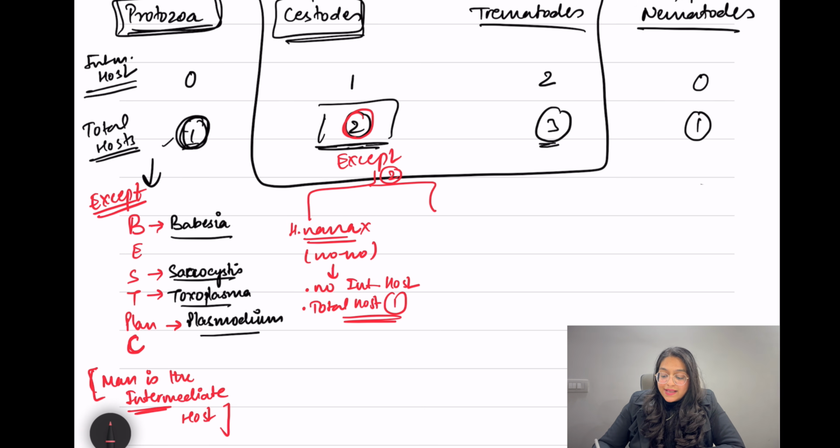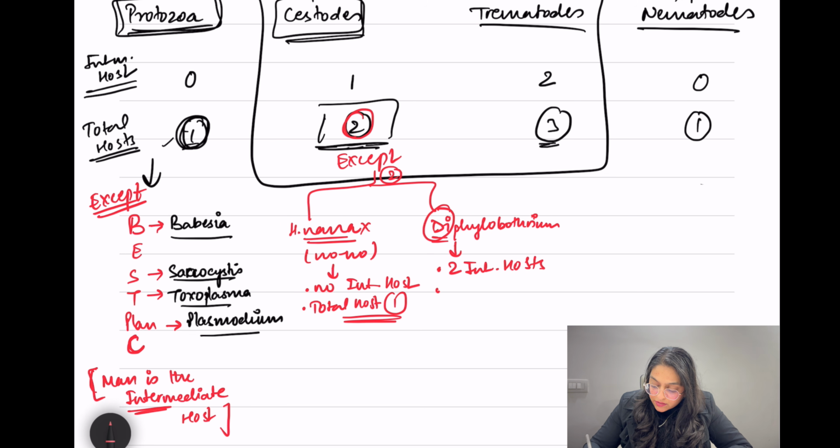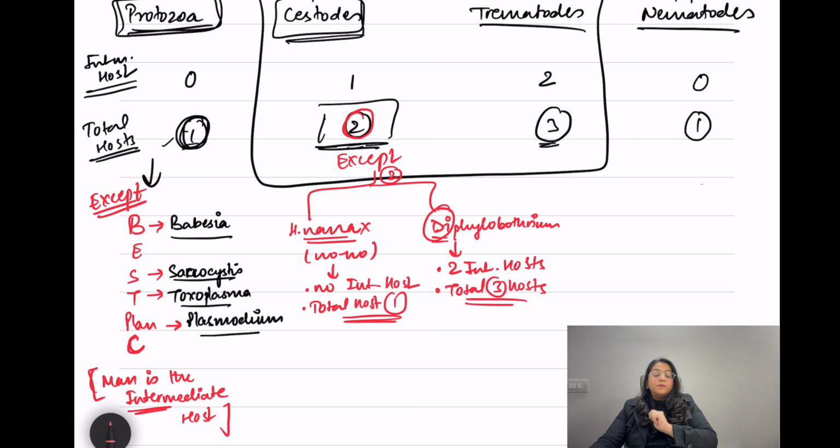And I said 2. 2 means die. Die, what's the name with die? Diphyllobothrium. Diphyllobothrium is another cestode which has two intermediate hosts. So the total hosts become 3. So that is an exception to cestodes which have 2 total hosts or 1 intermediate host. Exceptions: Nana, no intermediate host, and Diphyllobothrium, 2 intermediate hosts. That means total hosts are 3.